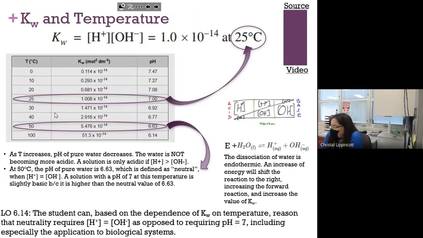Typically, most of the things that are given for you on the AP exam will say 25 degrees or 298 Kelvin. So they kind of keep that at that normal temperature state. So just be aware, though, that things can shift if your temperature shifts.